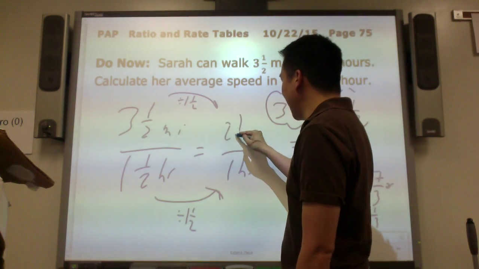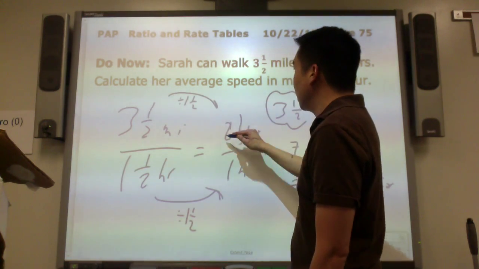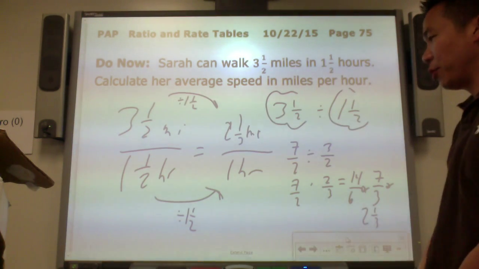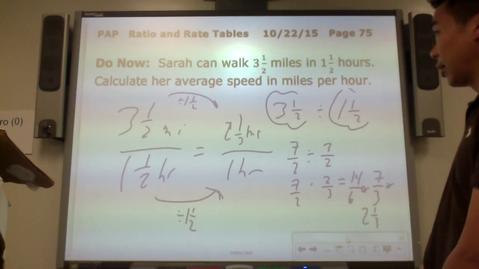So in 1 hour, she can walk 2 1/3 miles every hour. Now that's a fast walker.